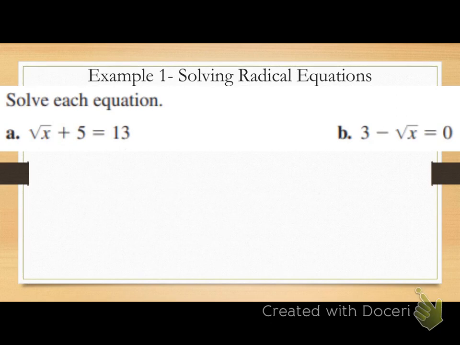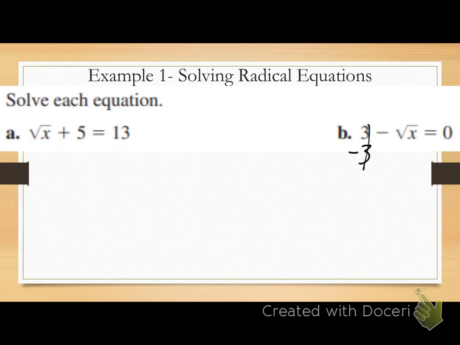Is the square root, the radical expression, completely by itself? No. What do I need to get rid of? The 3. How would I get rid of that 3 using my inverse operations? Subtract 3 from both sides. It's a positive 3.